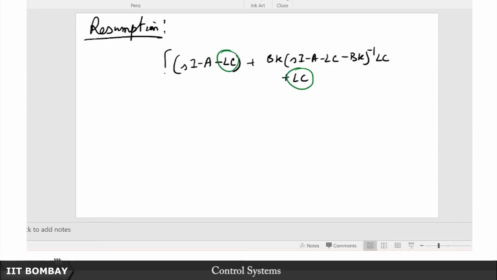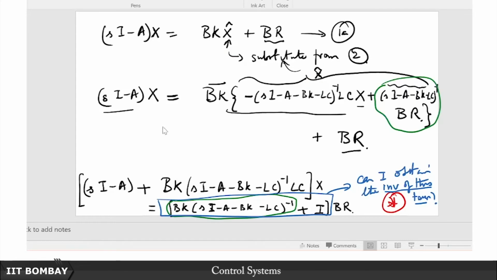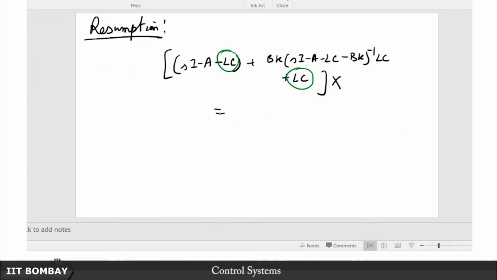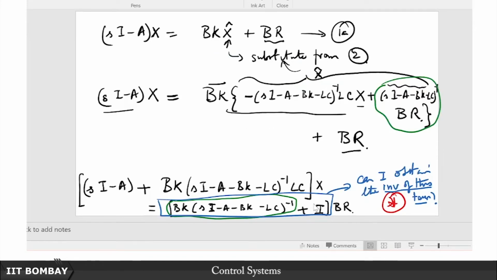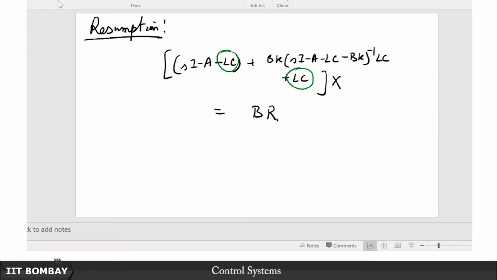So this whole thing times x is equal to bk times Si minus A minus, let me just leave a br over here, as if I have already hit with this inverse on both sides. What I am saying is I am hitting with this inverse on both sides, so I am only left with br on this side. So then I better account for this inverse on the left hand side as well, right. So I have that whole fellow's inverse.